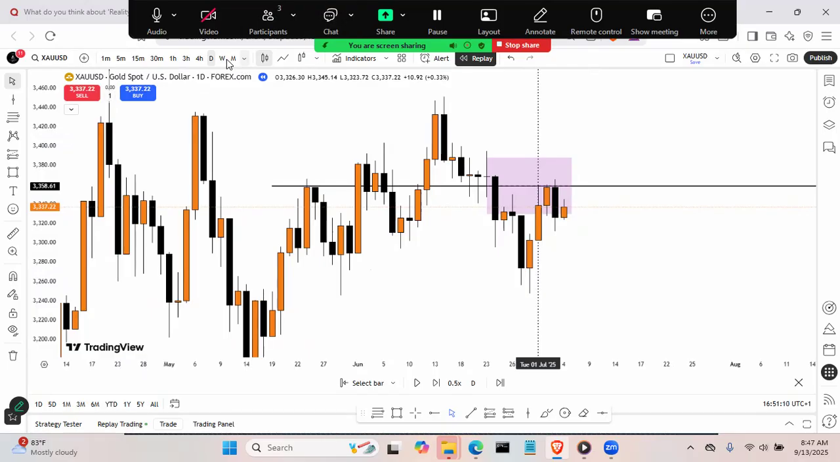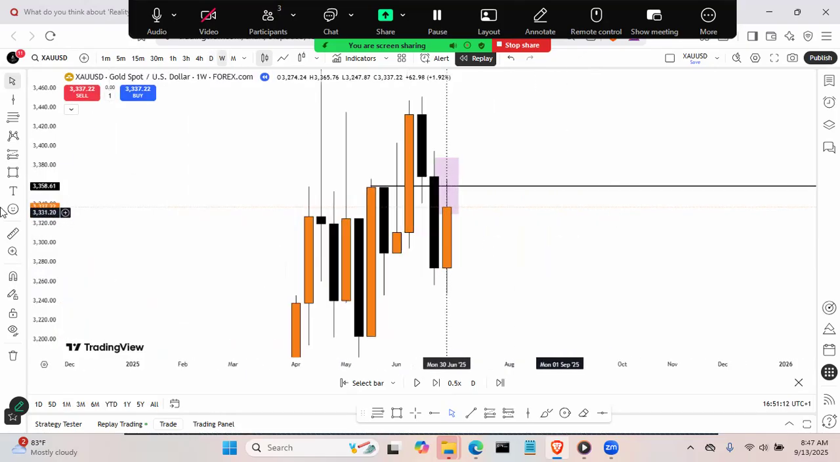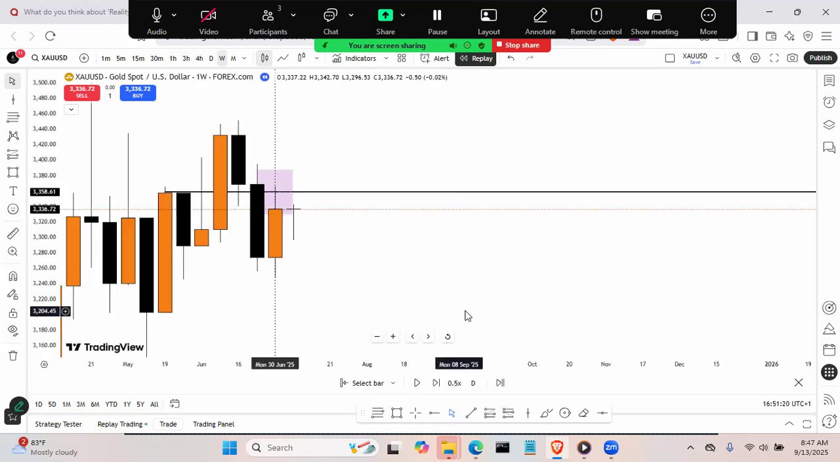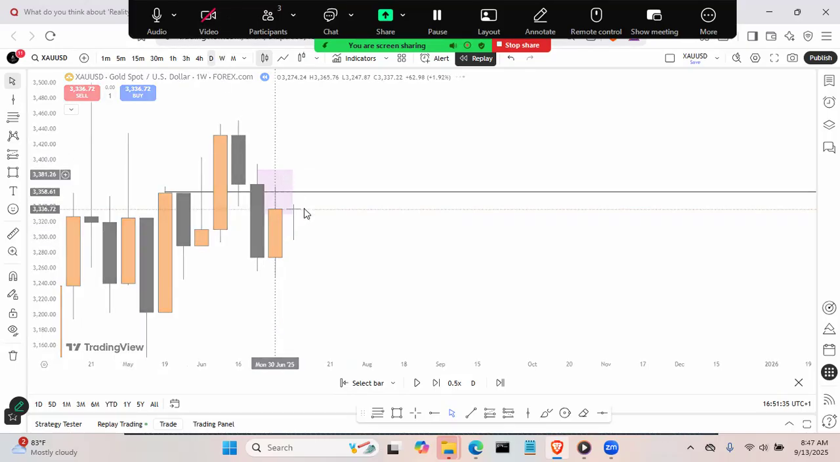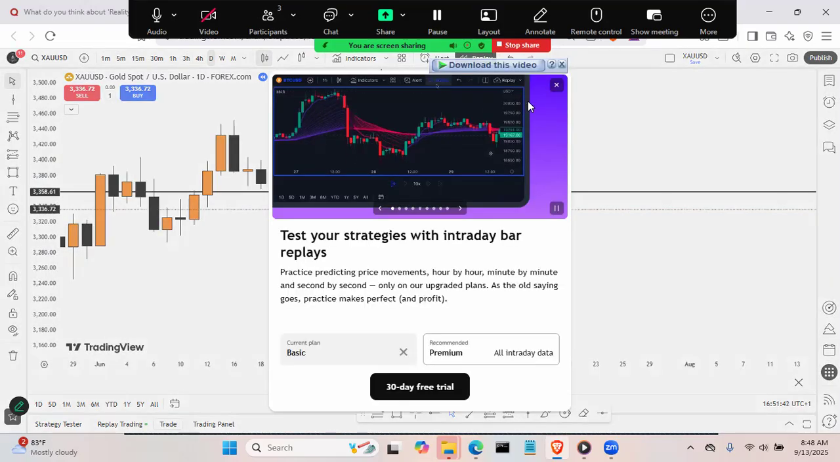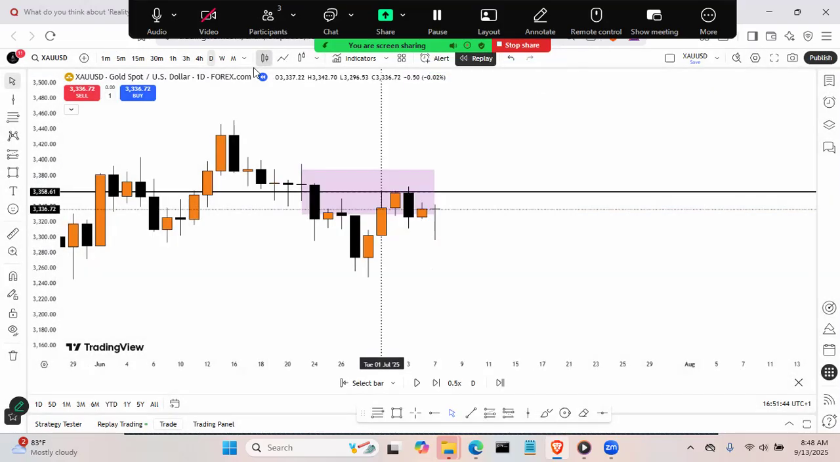Then let me go back to my weekly time frame. If I continue the chart, let's see what's going to happen. Now we can see that this candle has completed formation and a new candle is forming. This one has completed formation, so this is clearly a rejection. This is where you go down to your lower time frame to check for things regarding either a continuation or a reversal. I can't go down to a lower time frame because this is on replay.